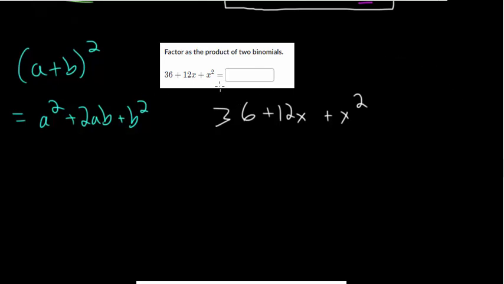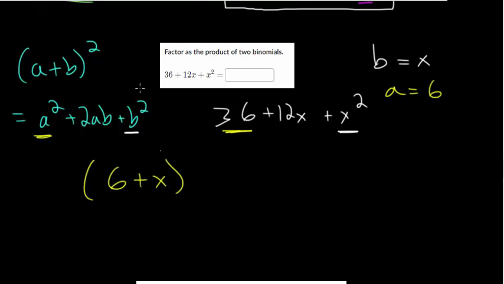And so it looks like in this case that the b squared term is x squared. So x is equal to b, or b and x are the same thing. And then the a squared term is equal to 36. So what number, when you square it, gives you 36? And that would just be 6. So a in this case is 6. And so let's just plug them into the formula. We have (6 + x), and we're squaring it. And this should be our answer.